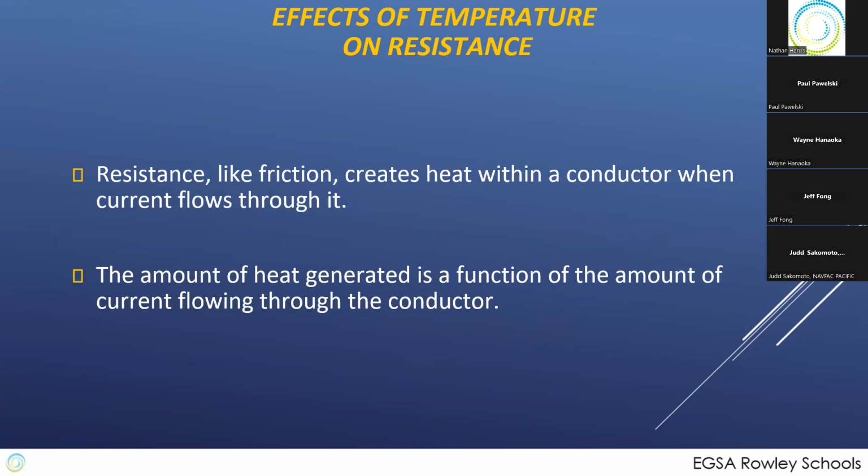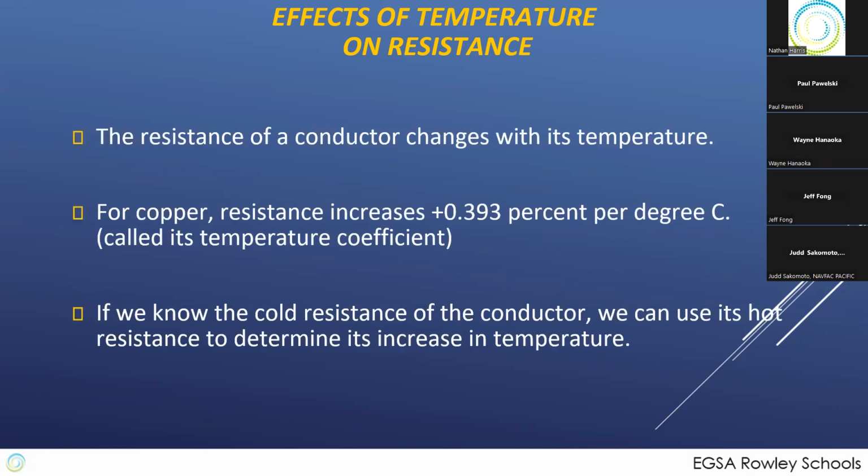All right. So resistance is like friction. It creates heat within a conductor when the current flows through it. And the amount of heat generated is a function of the amount of current flowing through the conductor. The resistance of the conductor changes with temperature. Now, for copper, we know that it changes by 0.393% per degree C. That's not much, but it's there.